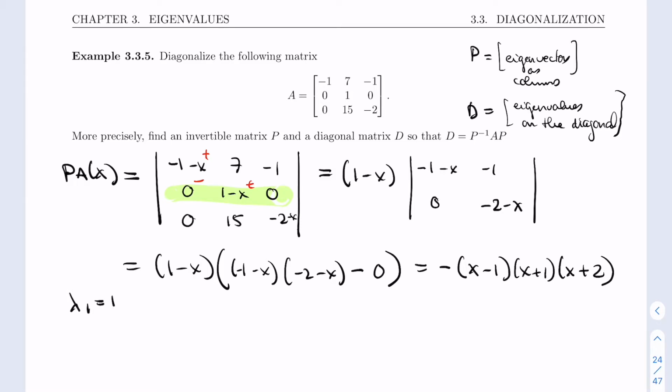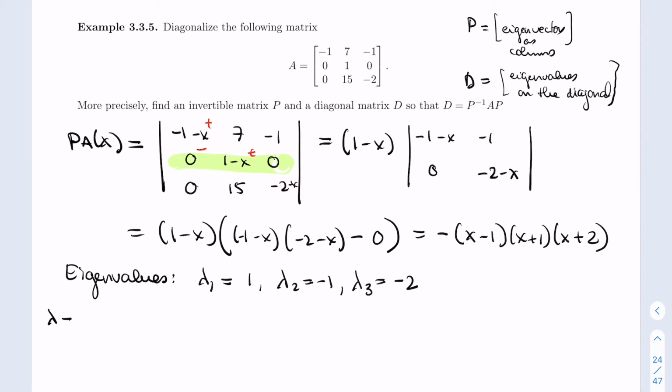And so I have 3 eigenvalues. I have 1, I have minus 1, and I have minus 2, sorry. So already from the last theorem, I know that I will have an eigenbasis for this matrix, and so it's a diagonalizable matrix, and I'll be able to find P and D.